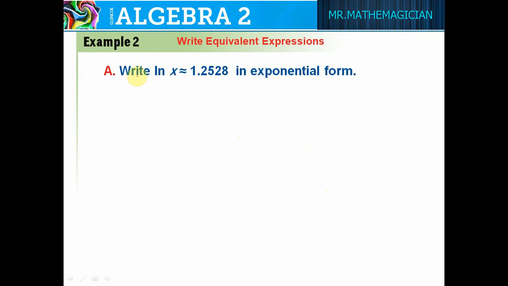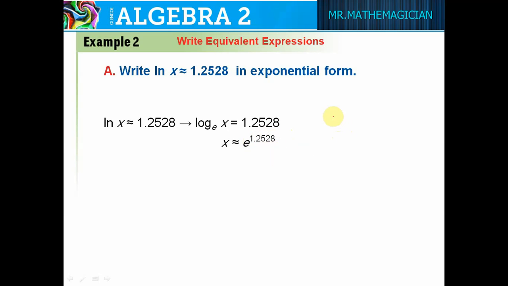Now write ln x equals 1.2528 in exponential form. It means I give you the logarithmic form and you will give me the exponential form. So let's get it back. We know that ln is log to the base e, so let's write it first as log x to the base e equals 1.2528. Now we know that e is the base and this is the power, so we can say x equals e to the power of 1.2528.